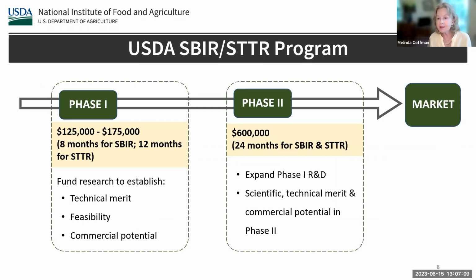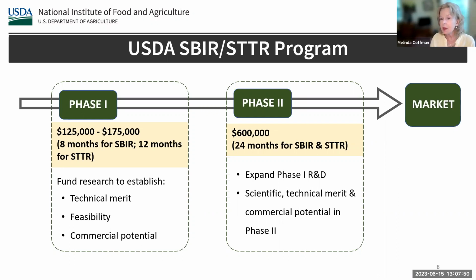So there are 3 phases to all SBIR STTR programs. And for USDA, phase 1, the award amounts range from $125,000 to $175,000. And the project period is 8 months for SBIR and 12 months for STTR. So phase 1 is mainly to establish the feasibility of your project. You'll do some proof of concept research and just make that baseline case that this is a feasible scientific or technical project and that you can move forward with it.